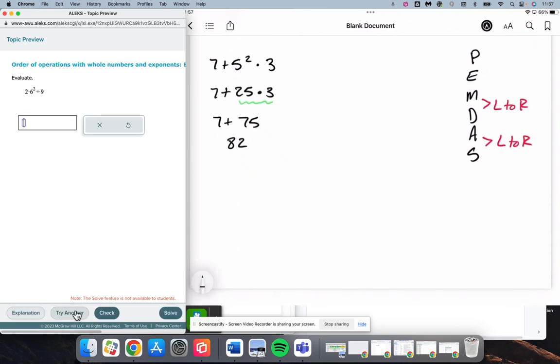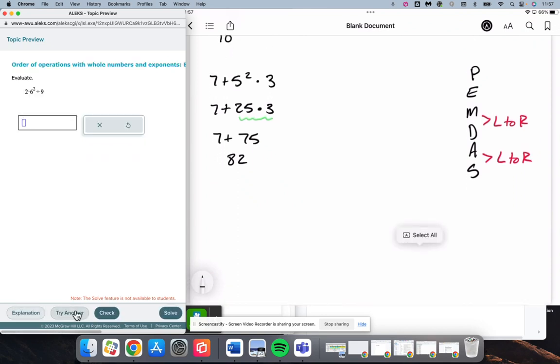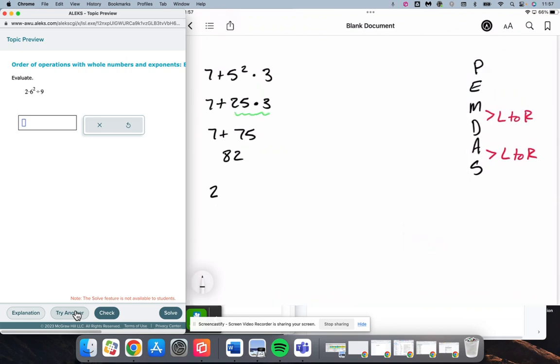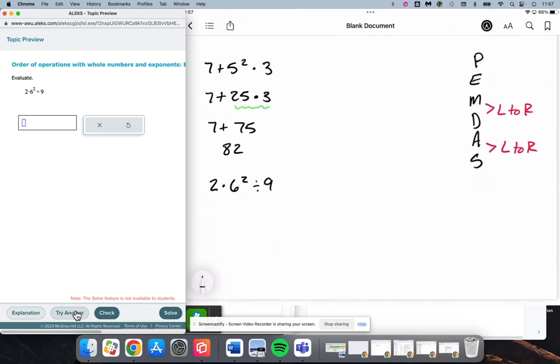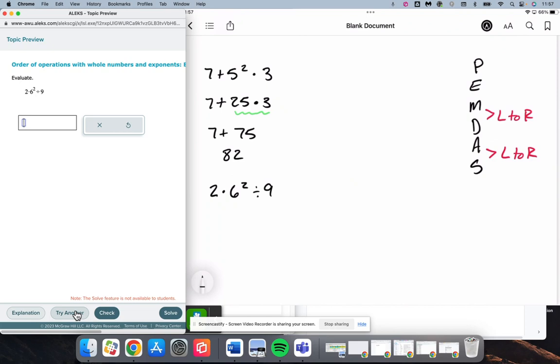All right, I think we've got time for one more. And we have 2 times 6 squared, or to the power of 2, divided by 9. Again, following the order of operations, there are no parentheses. We do have an exponent, which is 6 to the power of 2. That is not 6 times 2, which would be 12. That is 6 times 6, which is 36. So 2 times 36 divided by 9.